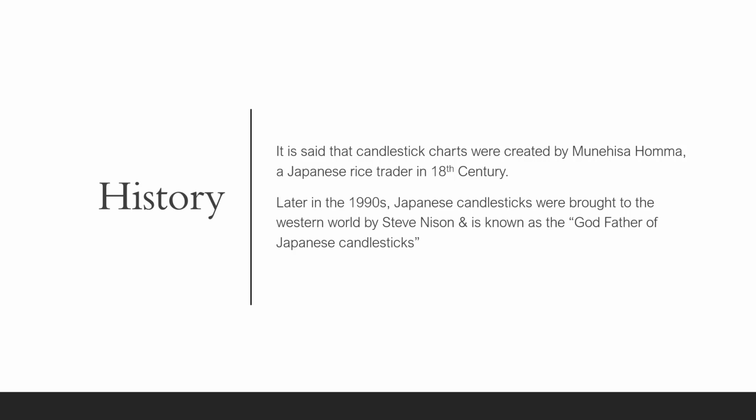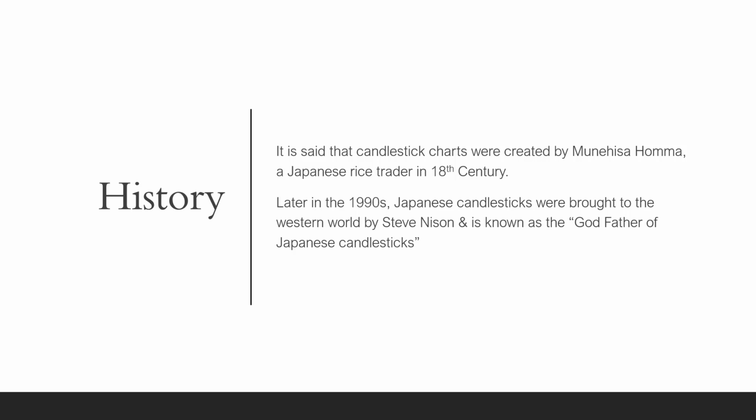All right, so the history of Japanese candlesticks, everything I've ever read was that it was created by a Japanese rice trader in the 18th century, and I'm not even going to attempt to pronounce his name. I will ruin it. But from what I understand, whenever he and his partner started creating it, he was able to read the imbalances in supply and demand from trading rice from that long ago.